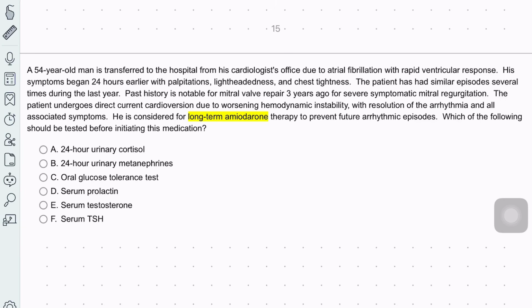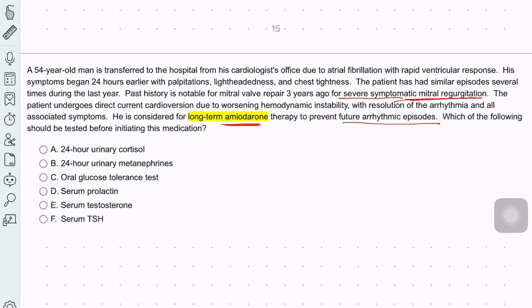Past history is notable for mitral valve repair 3 years ago for severe symptomatic mitral regurgitation. The patient undergoes direct current cardioversion due to worsening hemodynamic instability, with resolution of the arrhythmia and all associated symptoms. He is considered for long-term amiodarone therapy to prevent future arrhythmic episodes. Which of the following should be tested before initiating this medication?